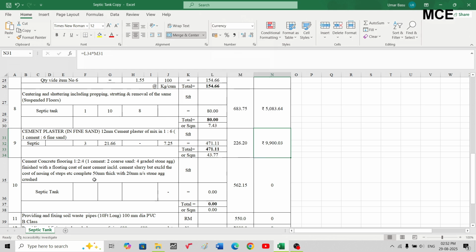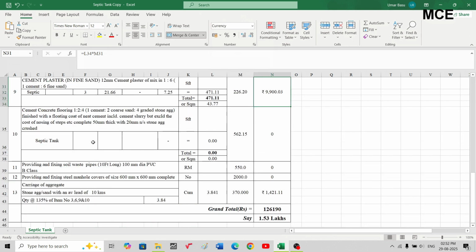Okay, the next item which you have to provide is cement concrete flooring. You have to provide flooring at the bottom of the septic tank. We provide it using the mix of 1:2:4, and the thickness for this item is 50 mm. You take the quantity in square meters and specify a thickness. That thickness should be 50 mm.